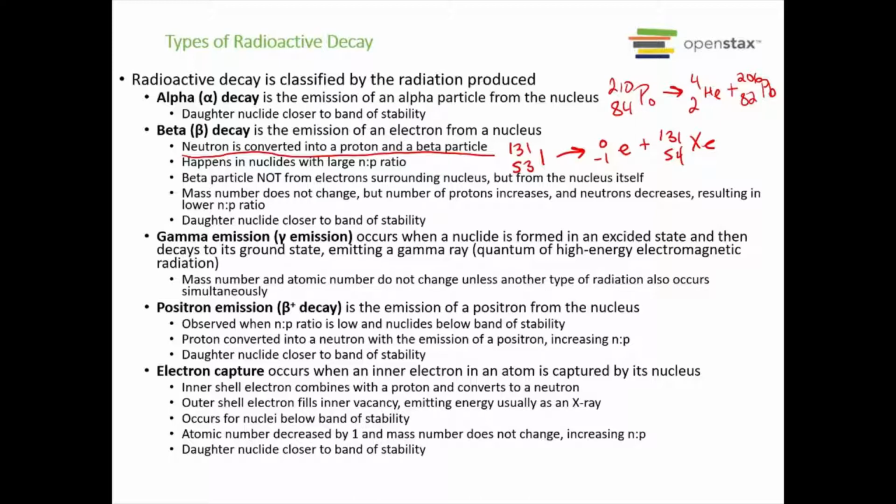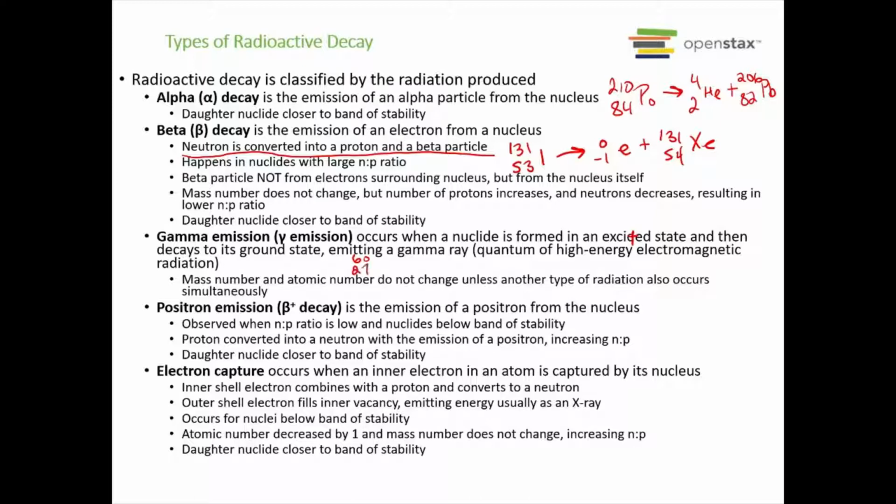The next type is gamma emission, and this occurs when a nuclide is formed in an excited state. Wow, that is not how you spell excited. Oh well. It should be a T. And then it decays to its ground state, emitting a gamma ray, which is a quantum of high energy electromagnetic radiation. So the mass number and atomic number do not change here unless there's some other type of radiation occurring simultaneously. One example is cobalt-60.